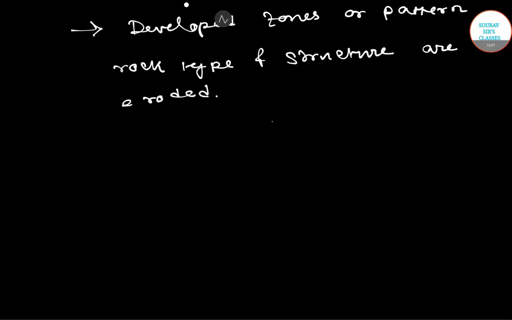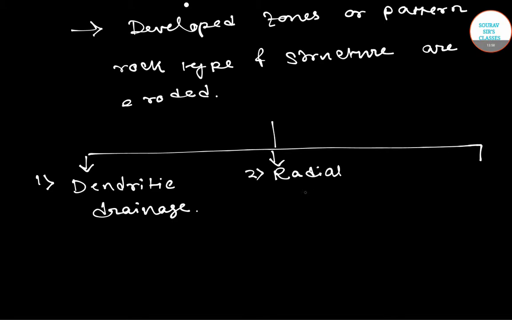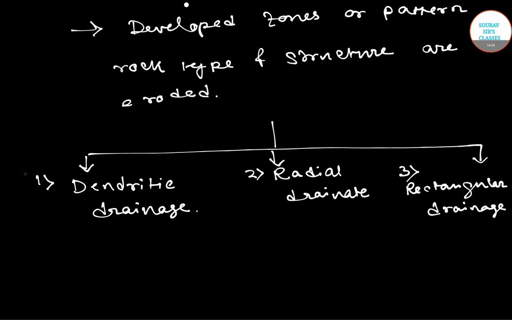Now we can classify this drainage system on the basis of pattern into three types. The first one is dendritic drainage. The second one is radial drainage. I will describe it further, but before that I'm just writing the classification of the types. The third one is rectangular drainage. So these are the most typical types: dendritic, radial and rectangular drainage.